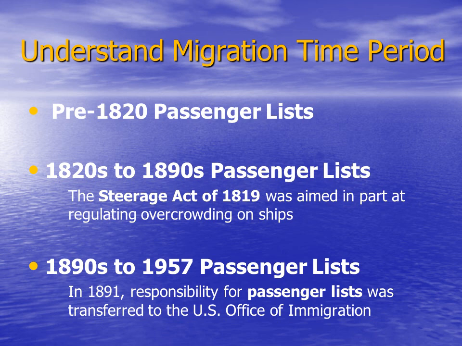What you're looking for and how much information you may be able to retrieve also depends on the time frame for the immigration. There are three major time frames: before 1820, from 1820 to 1890, and from 1890 to 1957. We'll talk about each of these in a little bit of detail.